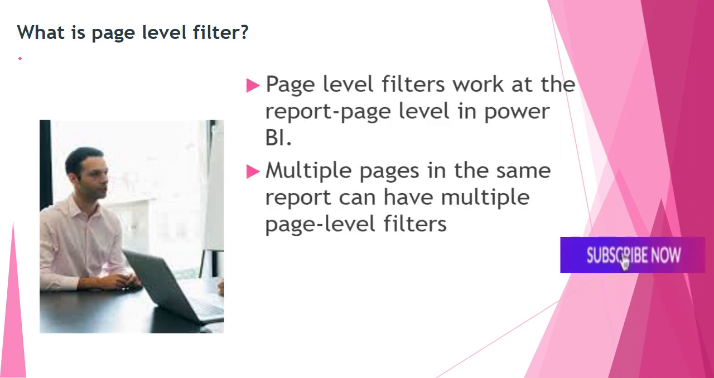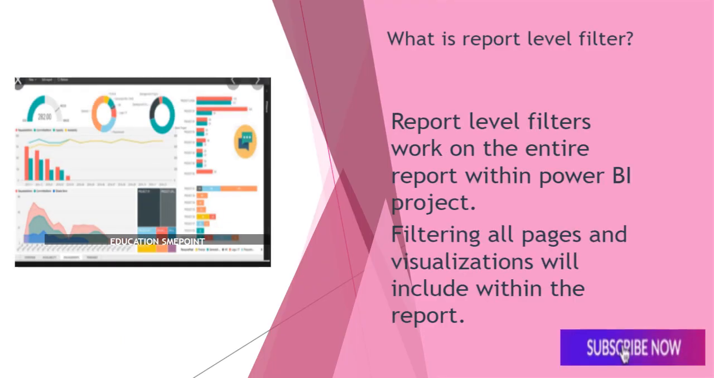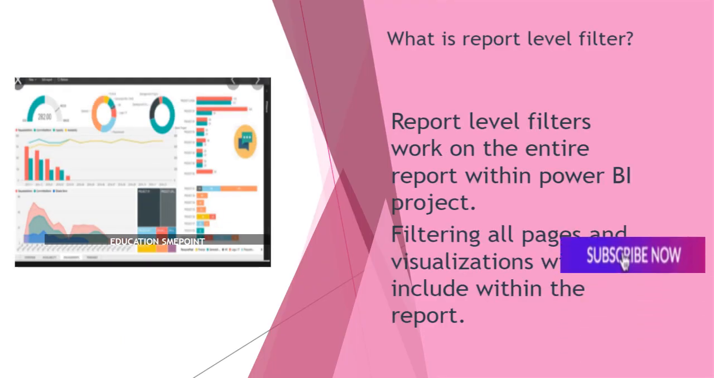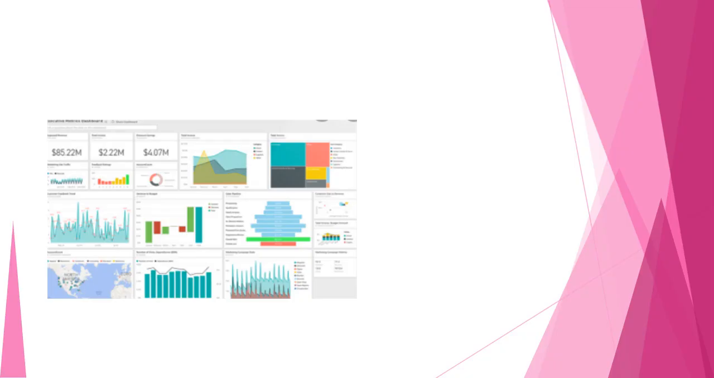Page level filters work at the report page level in Power BI. Multiple pages in the same report can have multiple page level filters. What is report level filter? Report level filters work on the entire report within Power BI project. Filtering all pages and visualizations included within the report.